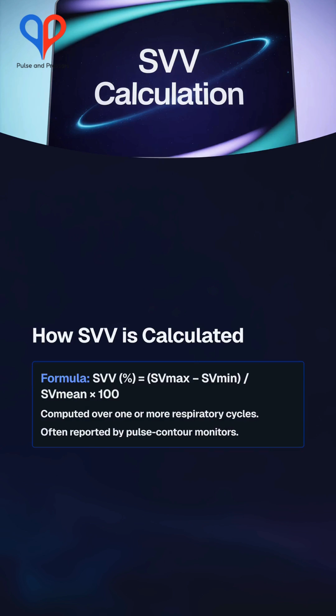Mathematically, SVV is the difference between the maximum and minimum stroke volumes over a respiratory cycle divided by the mean stroke volume, expressed as a percentage. Modern monitors calculate this beat to beat using pulse contour analysis, then average it. Clinically, we use the resulting percentage to guide decisions about fluid responsiveness.